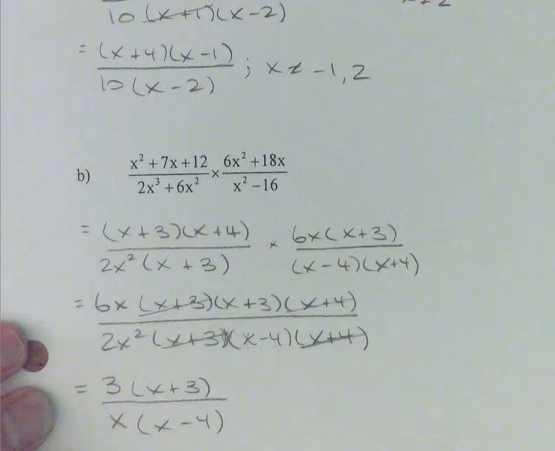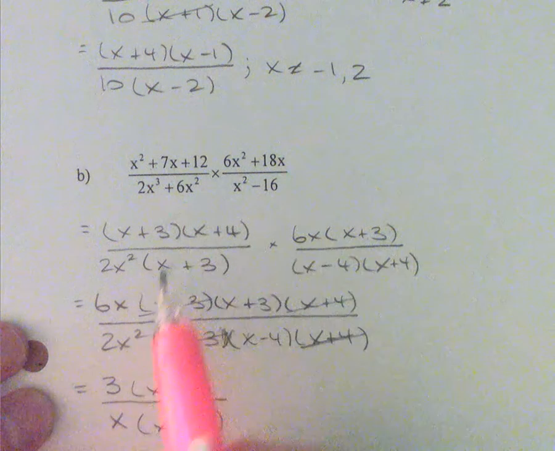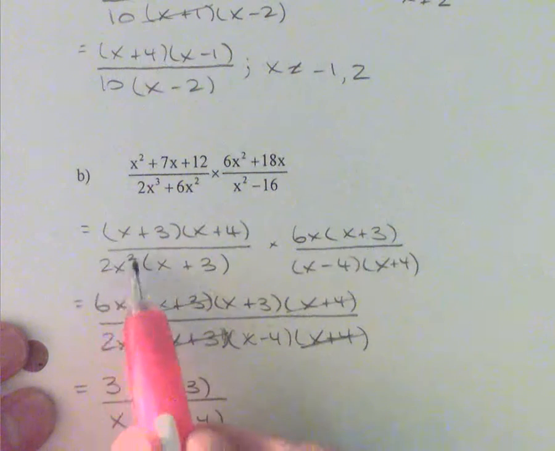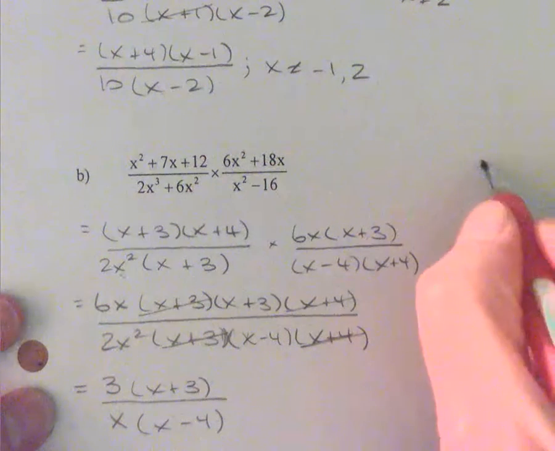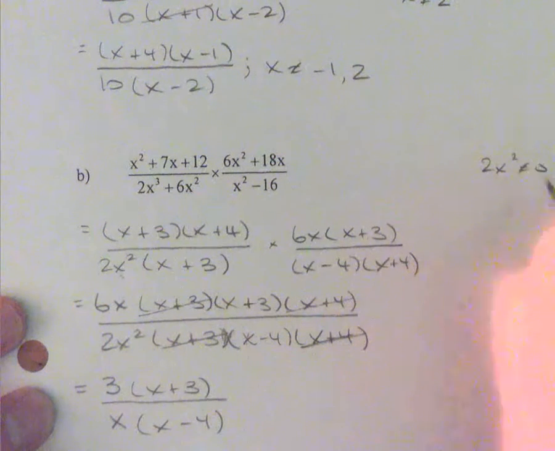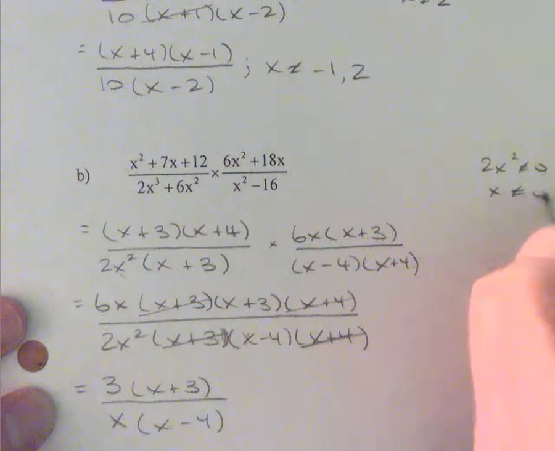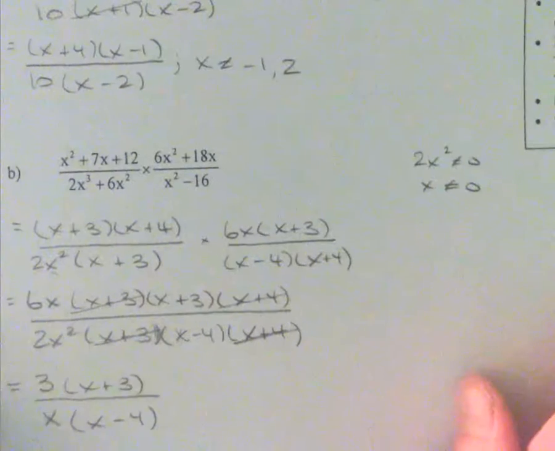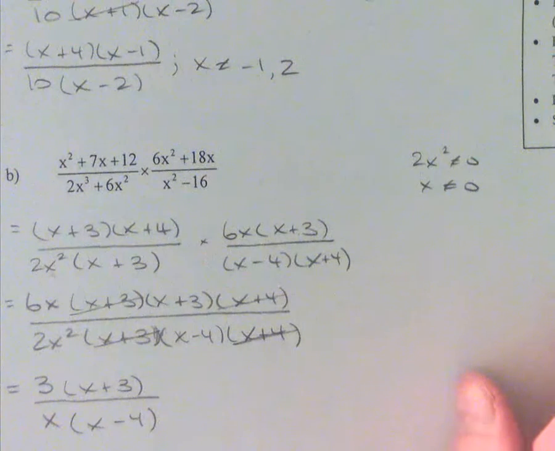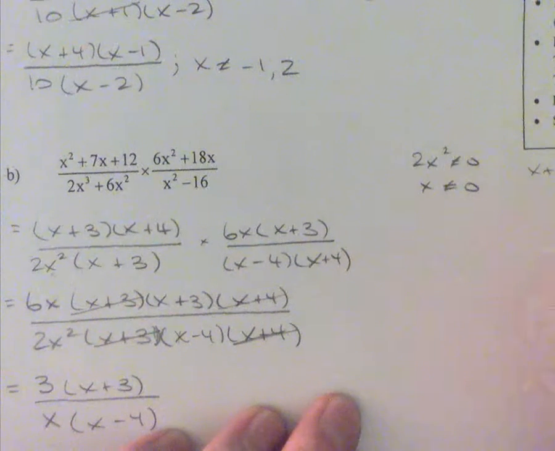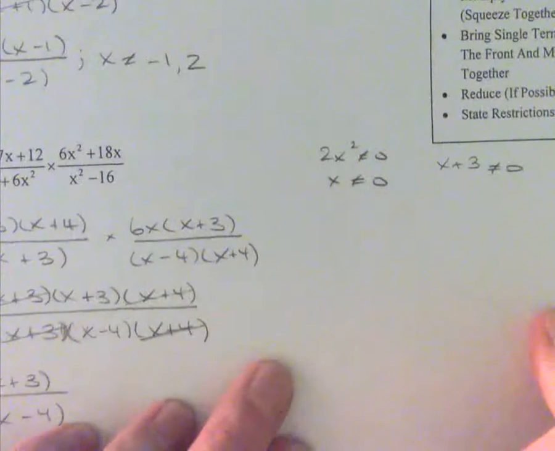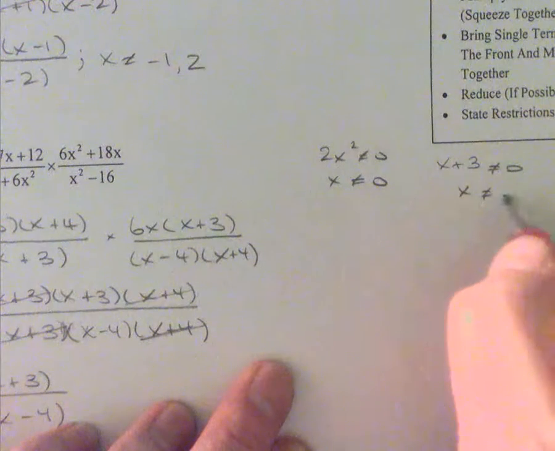Again, I need to state restrictions. Restrictions are stated from the bottom, and they are stated on the original equation. So I have a 2x squared. In this case, because I have that x, I have a restriction. So 2x squared cannot equal 0. x cannot equal 0. Next one is x plus 3 cannot equal 0. So x cannot equal minus 3.